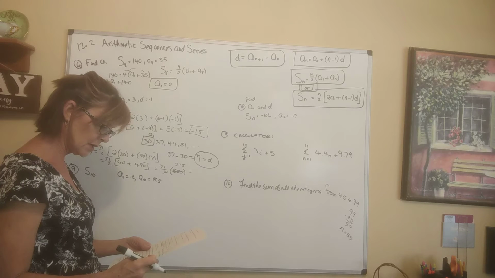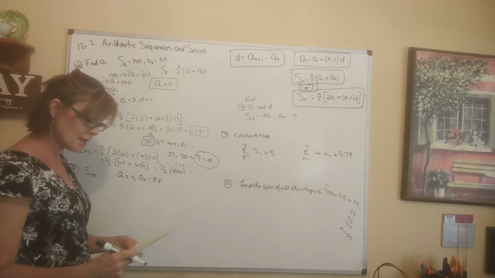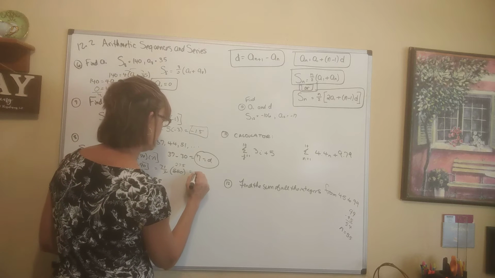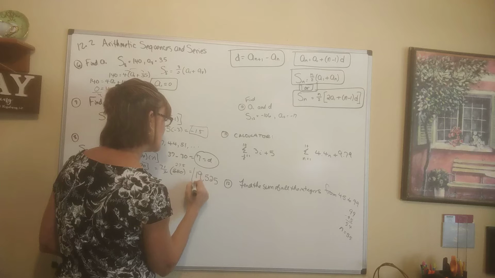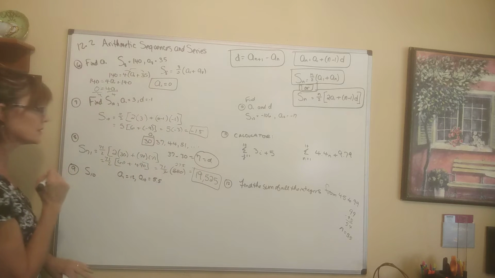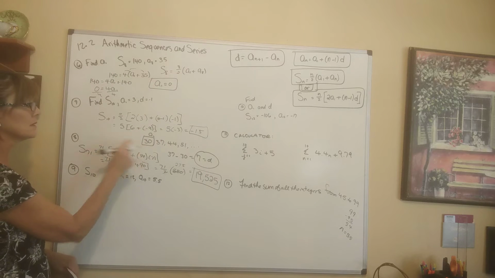where did I lose it? Oh, it is going to be 19525. This is the sum of the first 71 terms for this sequence.